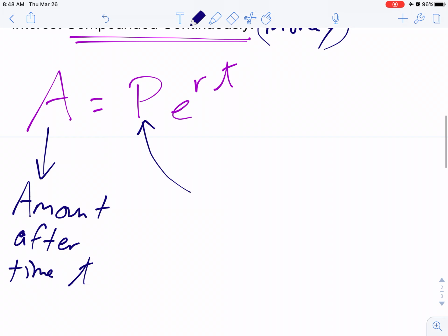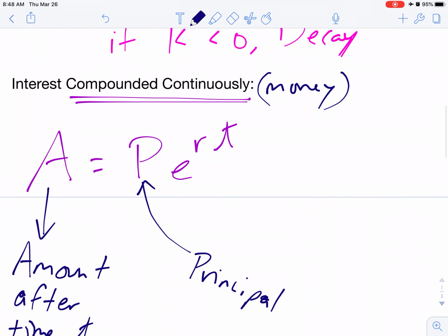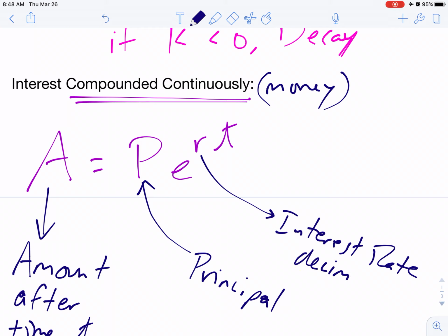Just like we did with the simple interest formula earlier this semester. This is your principal value. As again, that's how much you're putting in the bank, how much you're putting in the investment. R is your interest rate. Has to be in decimals. Okay, and T is your time, and usually that's in years. With money problems, time is almost always in years.